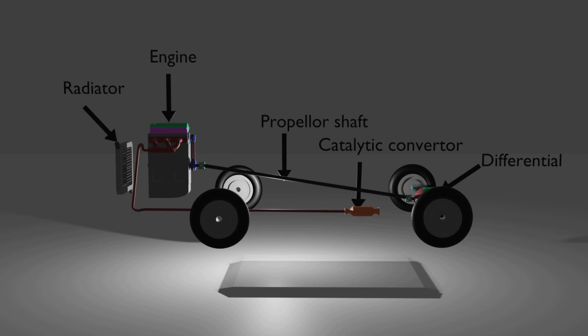Additionally, an exhaust and emission control system, such as a catalytic converter, is mounted at the exit of the exhaust manifold. In order to keep the engine cool, a radiator is mounted in the front.